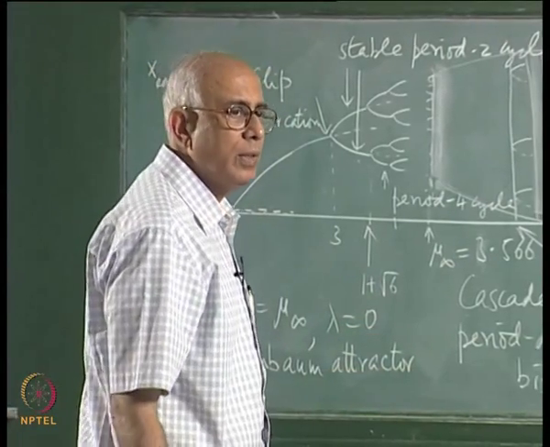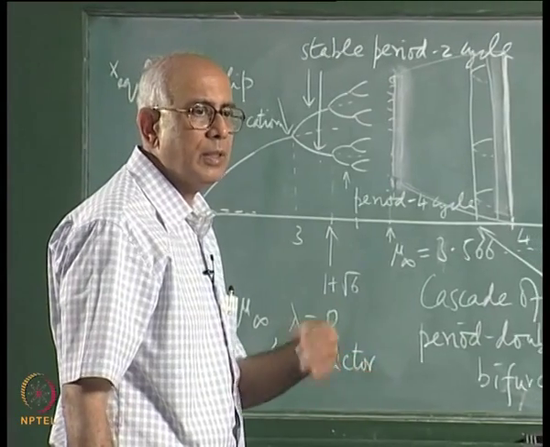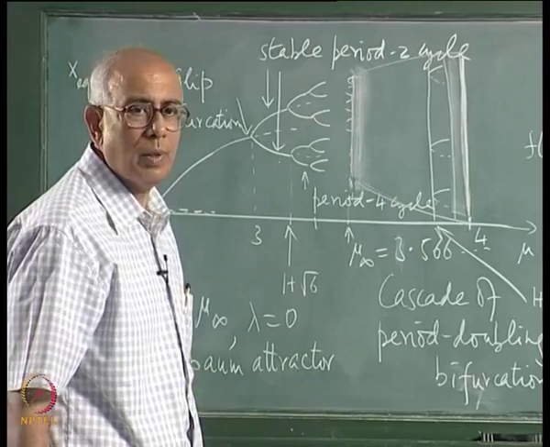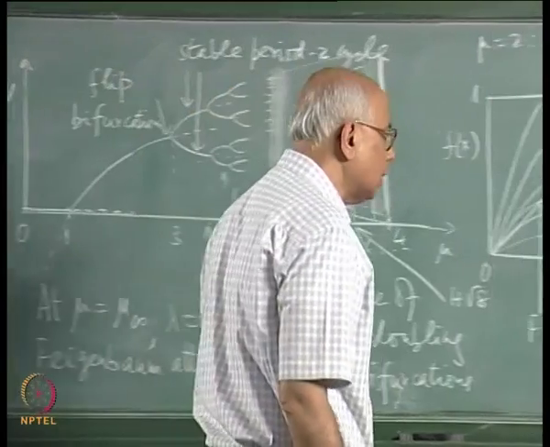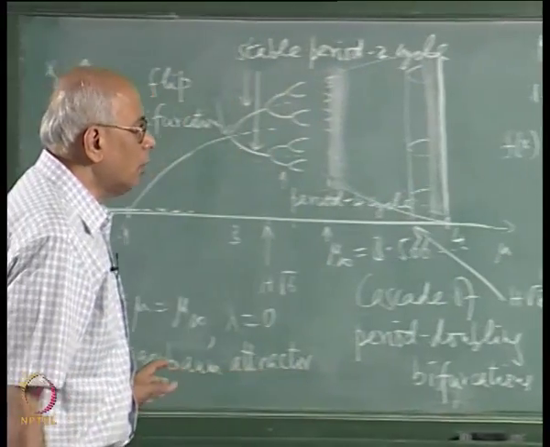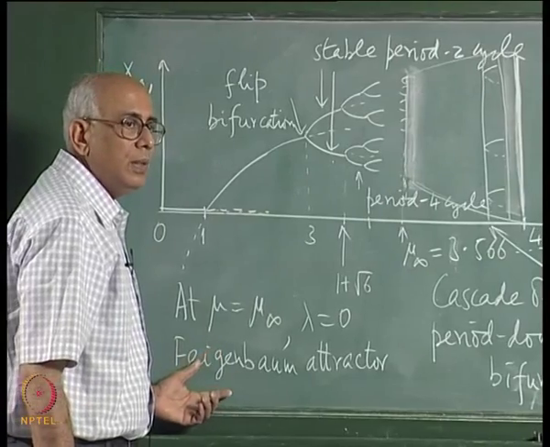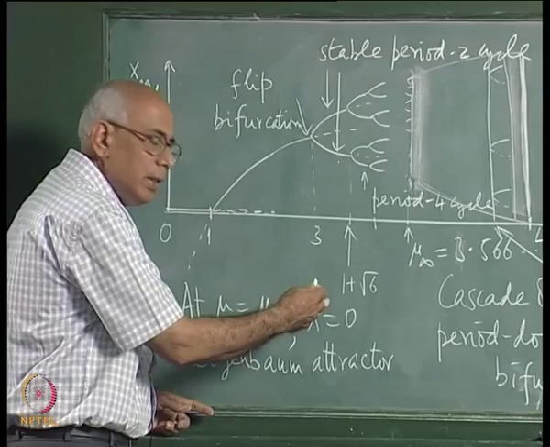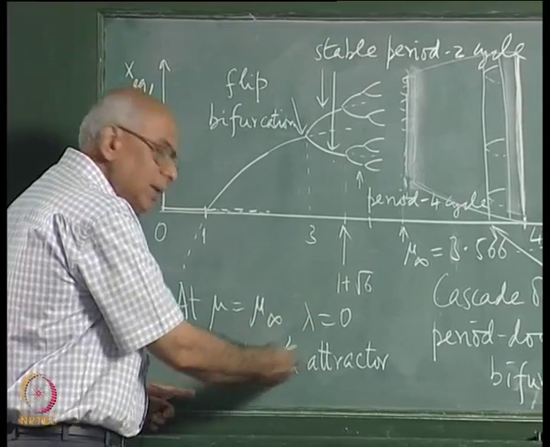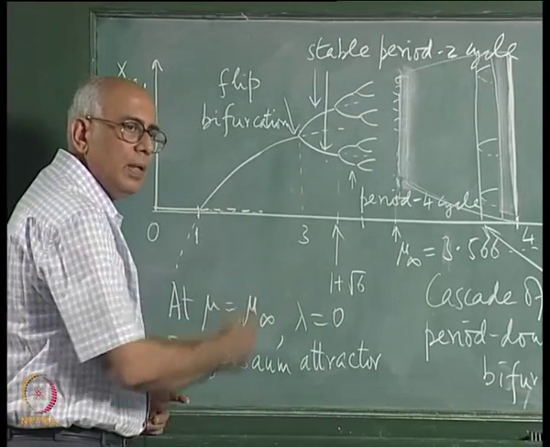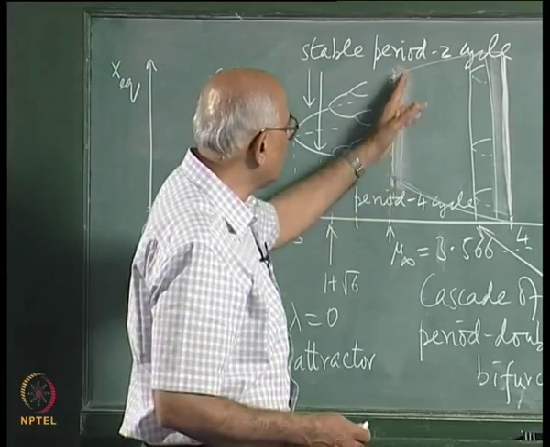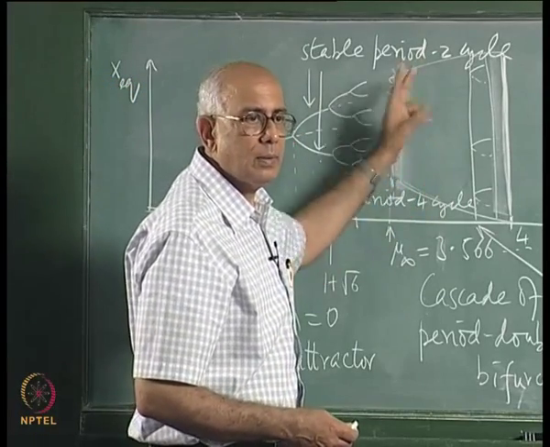I earlier introduced the idea of strange attractors in 3-dimensional or higher dimensional flows which are chaotic, with at least one positive Lyapunov exponent. But here is a case where the Lyapunov exponent is 0, and yet you have an attractor which is not a periodic attractor or anything like that, but a strange non-chaotic attractor at this stage. But immediately after that you end up with a chaotic attractor.